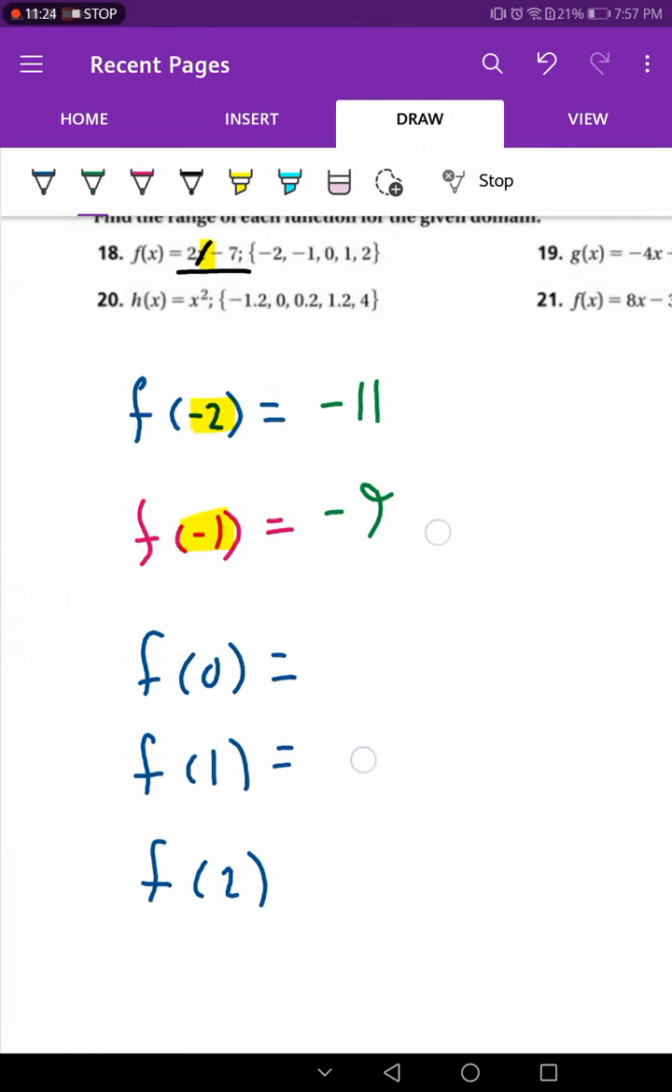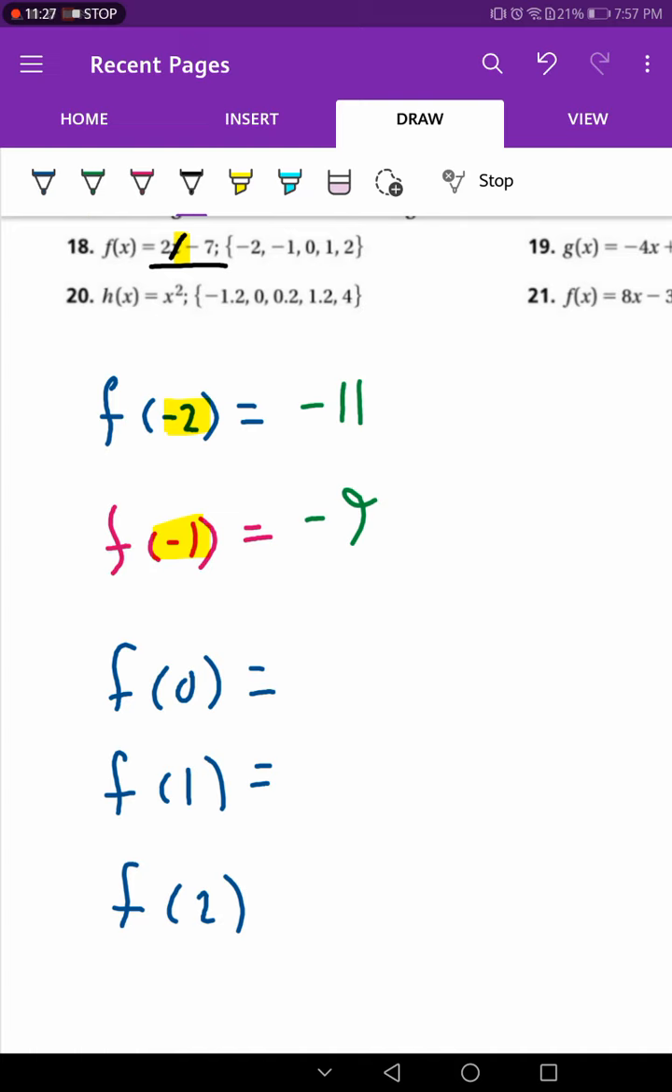Okay, again the 0 now. 2 multiply by 0, negative 7 equal, this give me 0, and 0 negative 7 equal negative 7. Okay, now the 2 multiply by negative 7. Now what is the value here, my dear student? 1. So I replace it by 1 here. 2 multiply 1 equal 2, and 2 negative 7 equal negative 5.